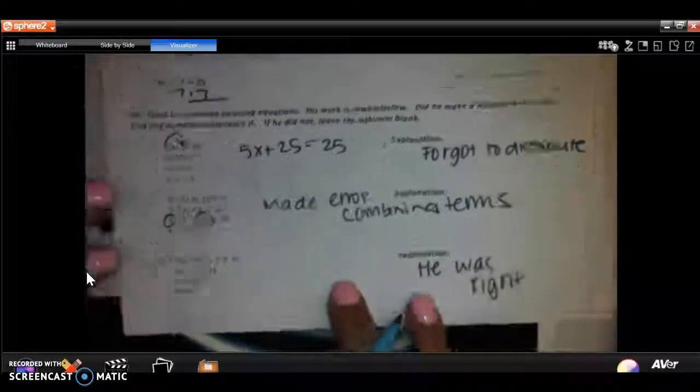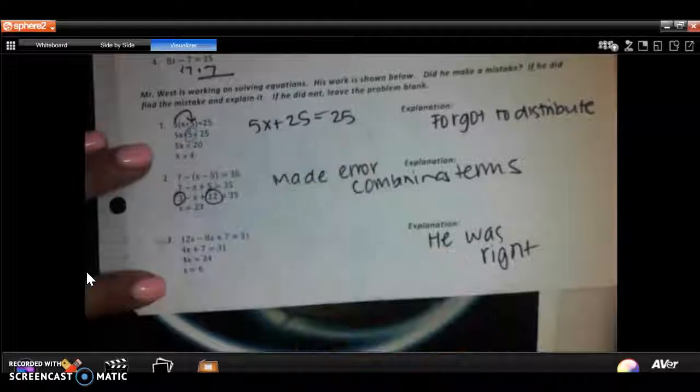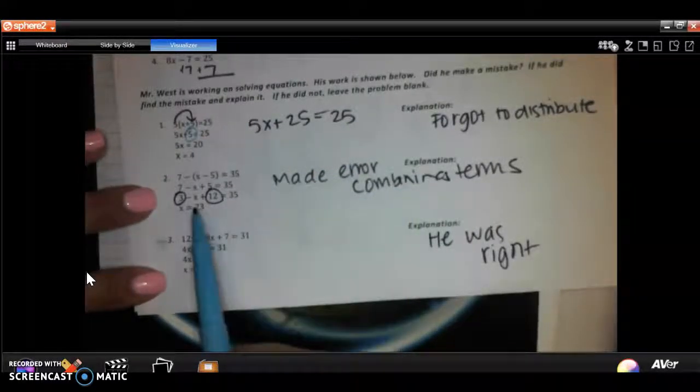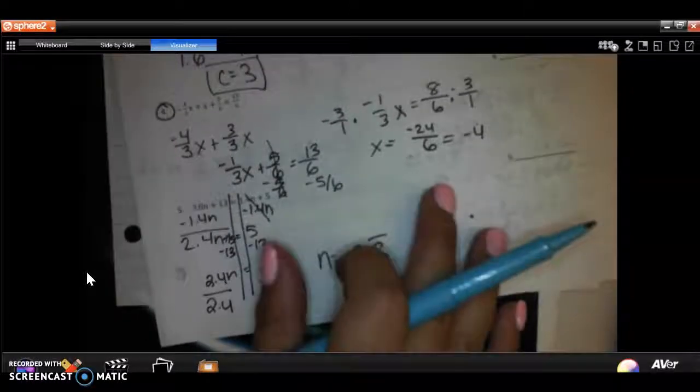Down here at the bottom, the first one, he forgot to distribute correctly, right? 5 times 5 is 25. The second one, he made an error combining his like terms. The third one, he was correct. And that is the rest of the study guide.